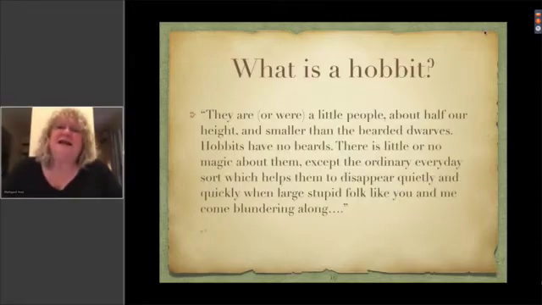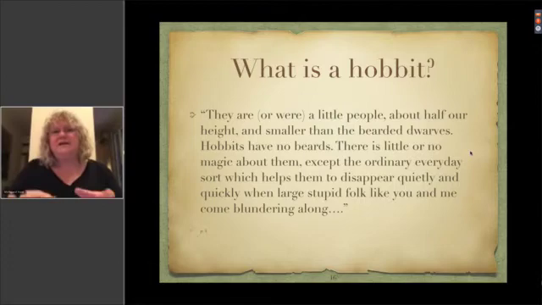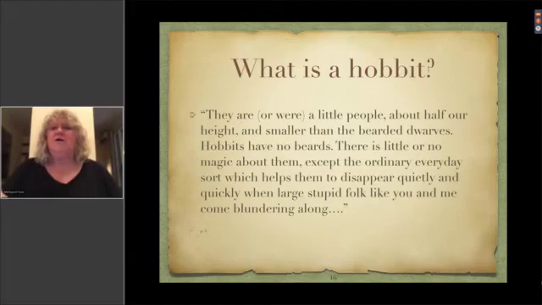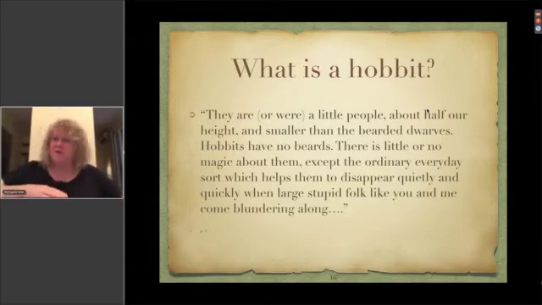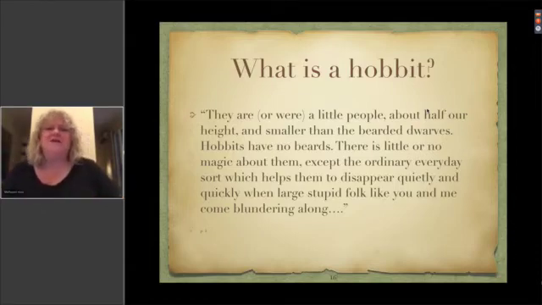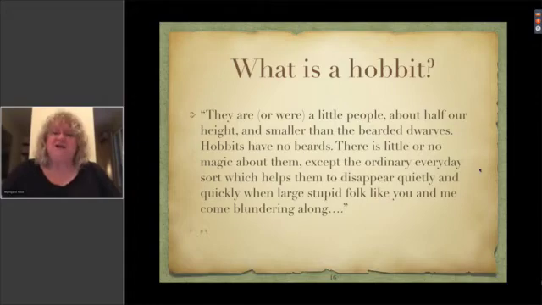What is a hobbit? Now, if you look down here and you look around page 4 in your book, you're going to find this information. I don't want you just to copy this right in there. What I want you to do is focus on reading this information and turning it into an answer that makes sense to you. They are or were little people about half our height, okay, so about half our height, smaller than the bearded dwarves, but they didn't have any beards. There's little or no magic about them except the ordinary everyday sort that helps them to disappear quietly and quickly when large stupid folk like you and me come along. So take that information and answer the question.